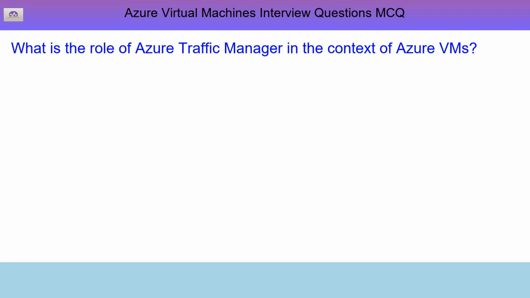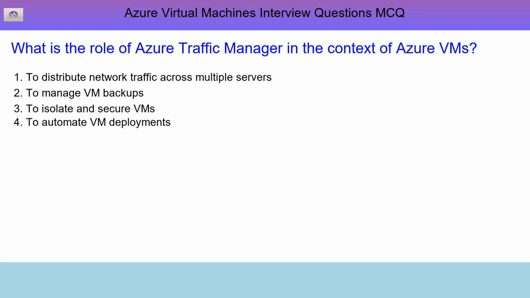What is the role of Azure Traffic Manager in the context of Azure VMs? Here are your options. 1. To distribute network traffic across multiple servers. 2. To manage VM backups. 3. To isolate and secure VMs. 4. To automate VM deployments. The correct answer is to distribute network traffic across multiple servers.